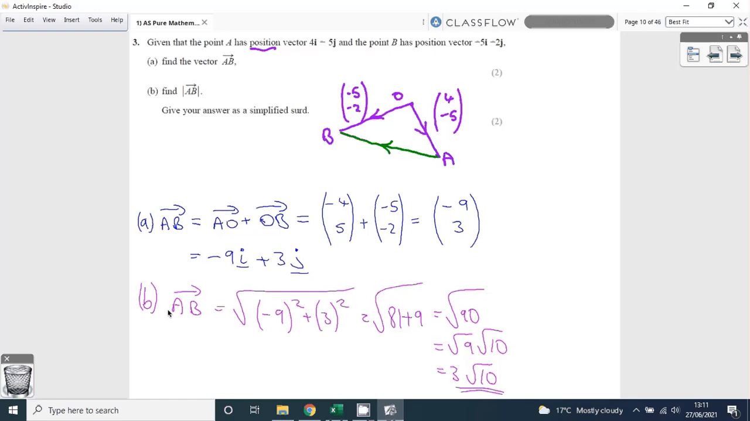And then for part B, we've now got to work out the modulus of this. So it's minus 9 squared plus 3 squared, the square root thereof. So that's the square root of 90, giving your answer as a simplified surd. Remember, root 90 is root 9 root 10. And the square root of 9 is 3. So that's 3 root 10.